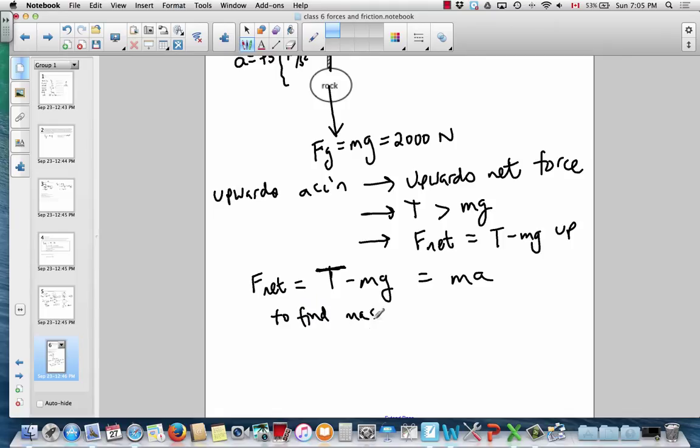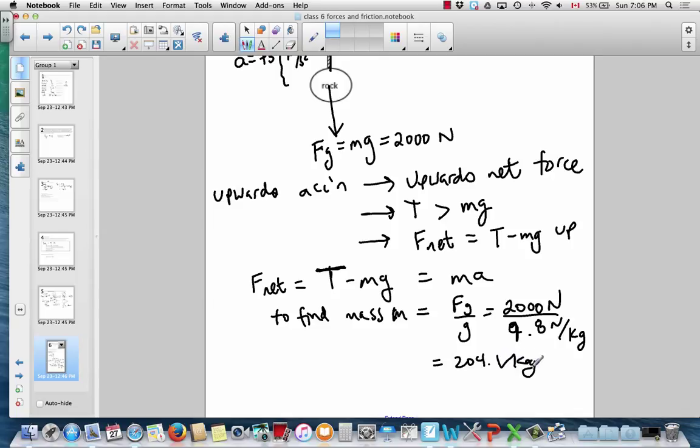And that wasn't given. However, it's pretty straightforward to find because we know that the weight is 2,000 newtons, and so we could just divide by the gravitational field. So the mass will be the weight over g. So it's a 2,000 Newton rock, 2,000 newtons of weight, and there's 9.8 newtons on every kilogram. So dividing that, we get 204.1 kilograms of rock.